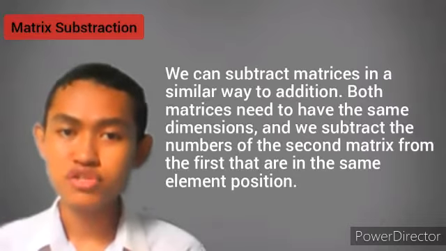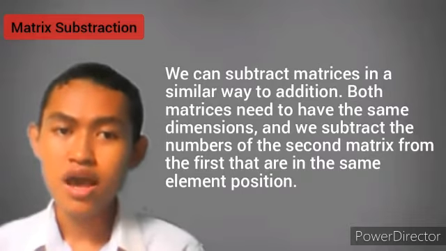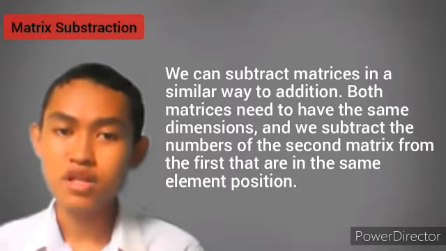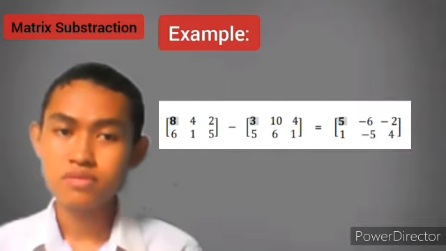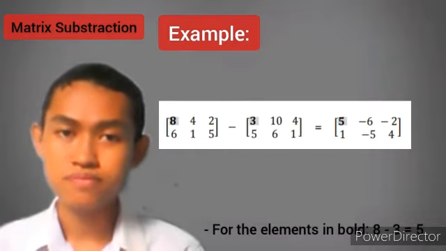We can subtract matrices in a similar way to addition, but the matrices need to have the same dimensions, and we subtract the numbers of the second matrix from the first that are in the same element position. For example, it is like this. For the elements in bold, it's 8 subtract 3 equals 5.